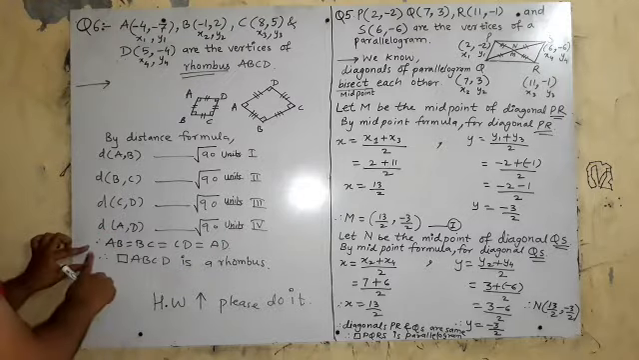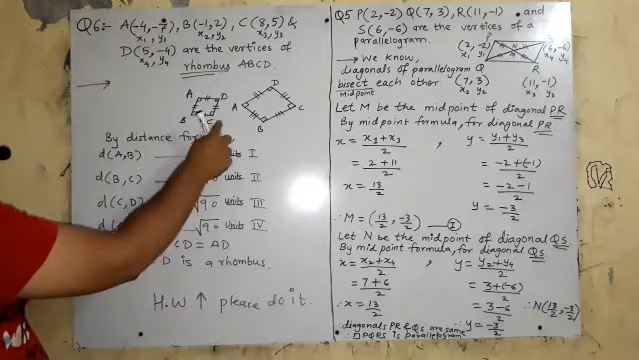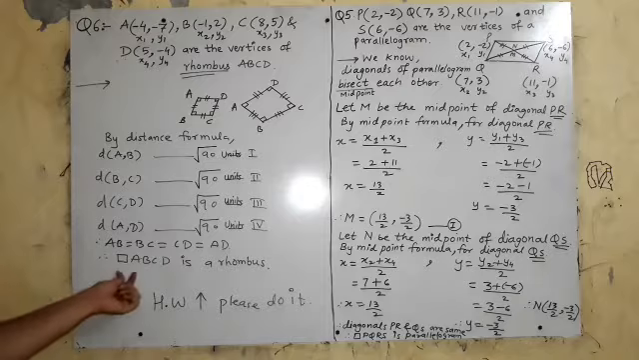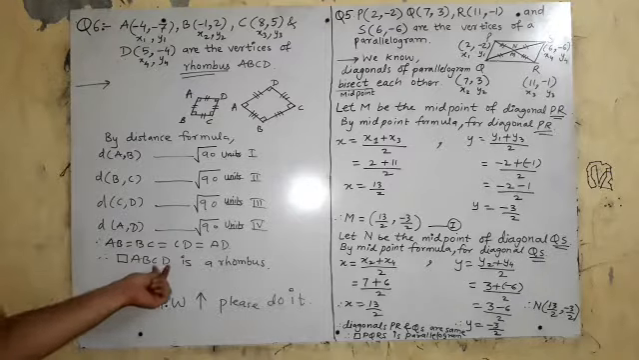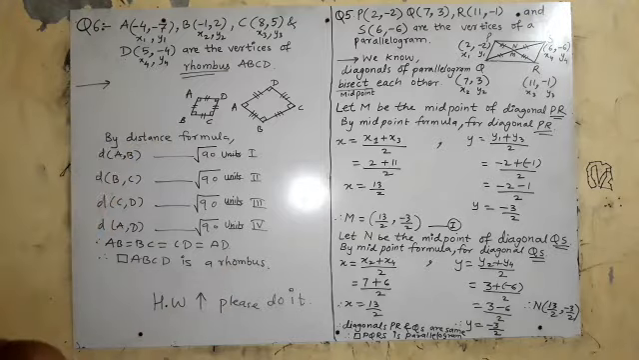So at last we have to write that side AB is equal to side BC is equal to side CD is equal to side AD. Therefore, the given quadrilateral ABCD is a rhombus. What is a rhombus? All 4 sides are congruent.